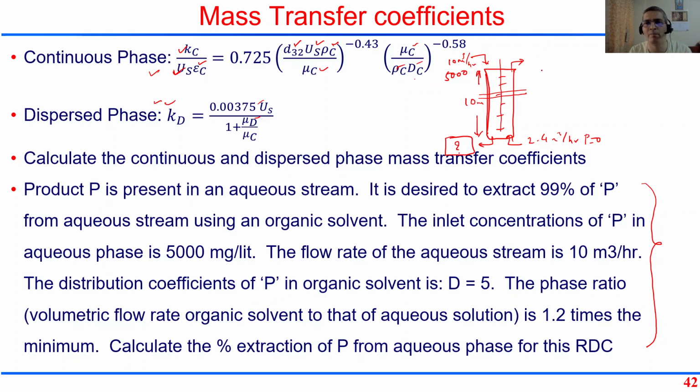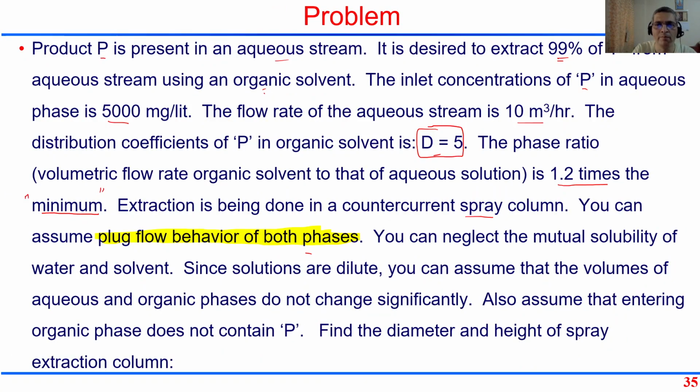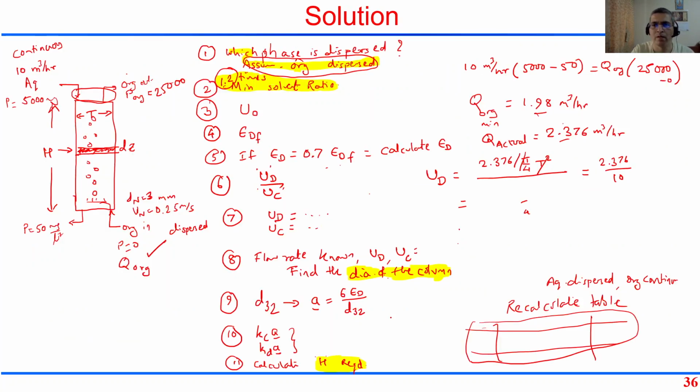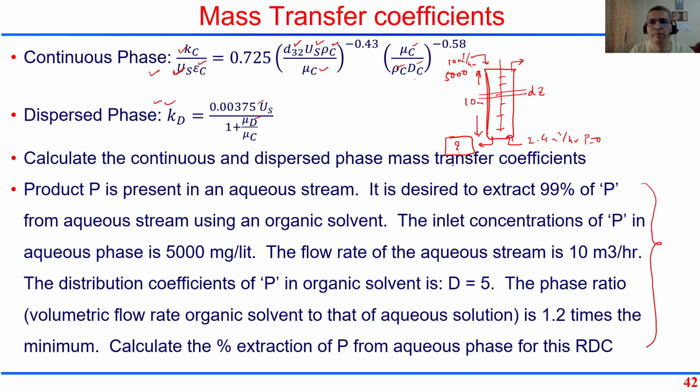So we are doing the same balance over a differential element dz, but in the spray column problem, I had told you that we want 99% extraction, and I wanted you to calculate the height of spray column. Now I'm giving you the height and I'm asking you to calculate what would be the outlet concentration. So the same kind of differential balance you will be able to use. Only thing is, it just depends what is to be calculated now, right? So try doing this problem.